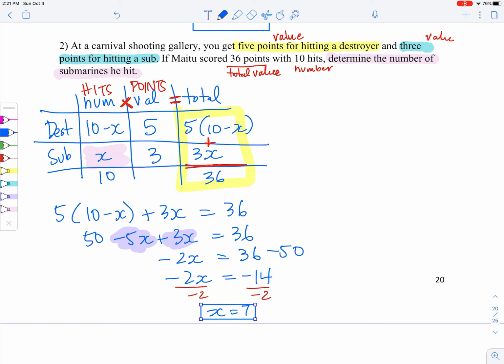And since x is exactly what we were looking for, the number of submarines he hit, we can answer our question. Therefore, my 2 hit 7 submarines.